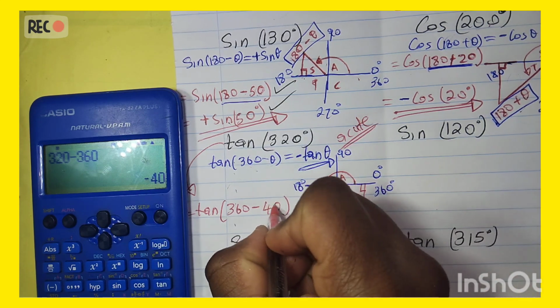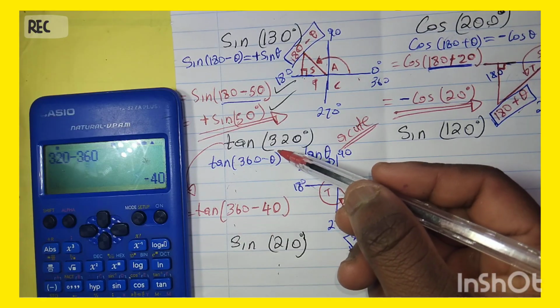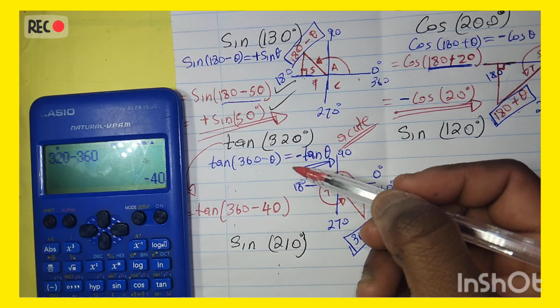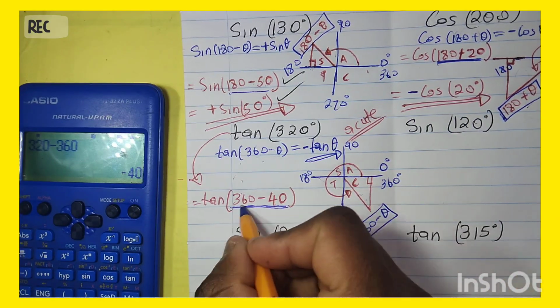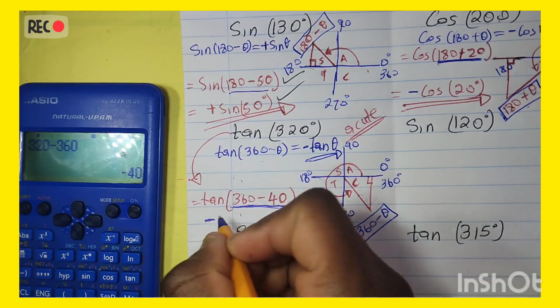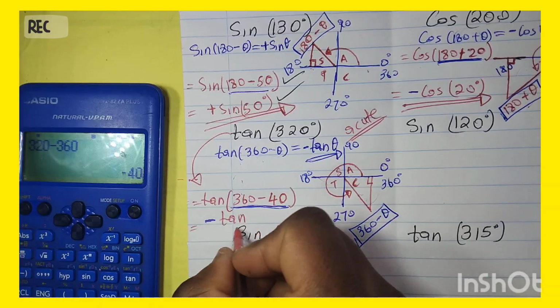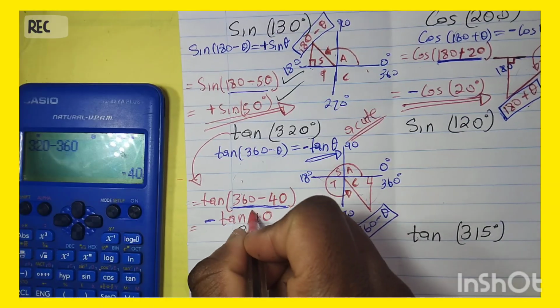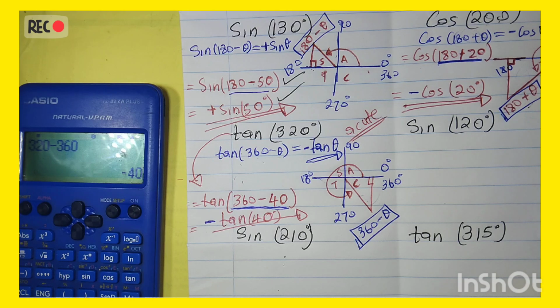I come and put it here. So 360 minus 40 is still the same as 320. Don't forget that this is a position on the fourth quadrant, and on the fourth quadrant tan is negative. Meaning this is negative tan, then you reduce the angle, just like this. That is the final answer to the question.